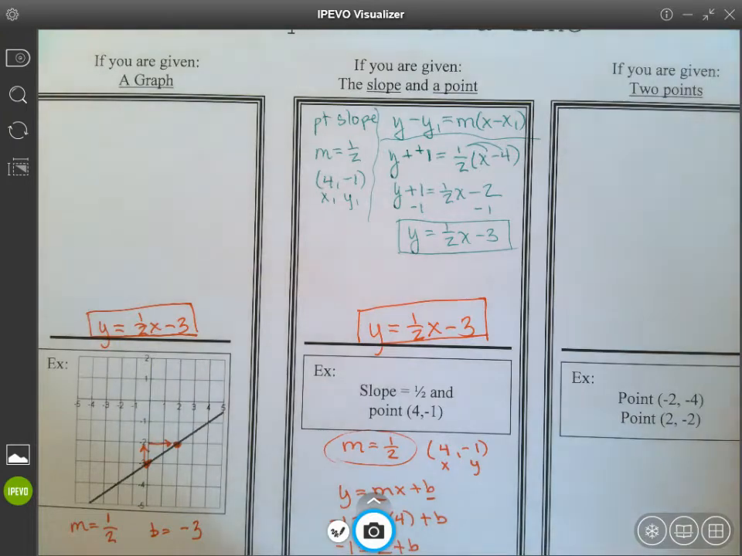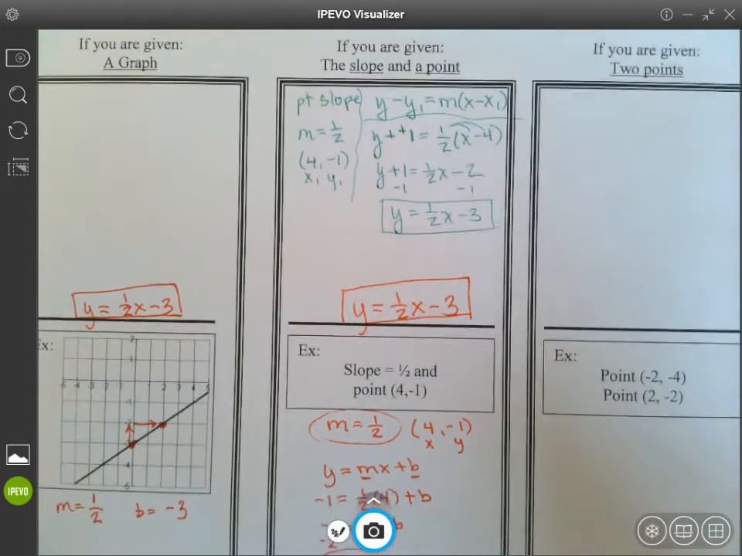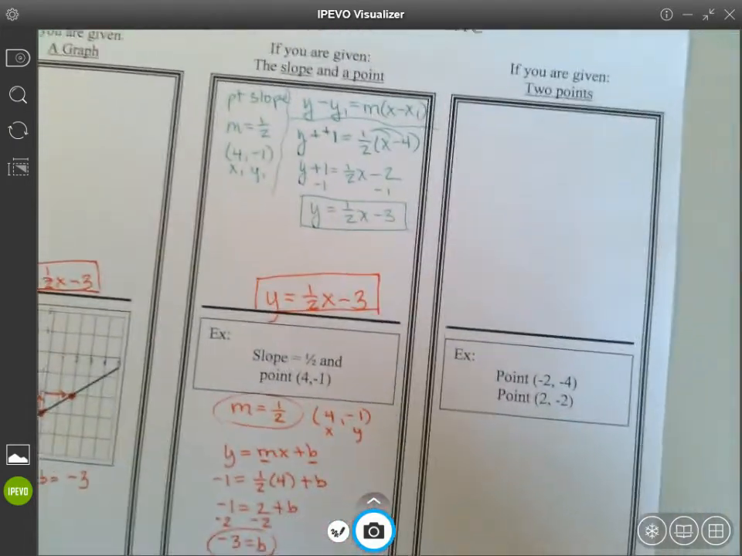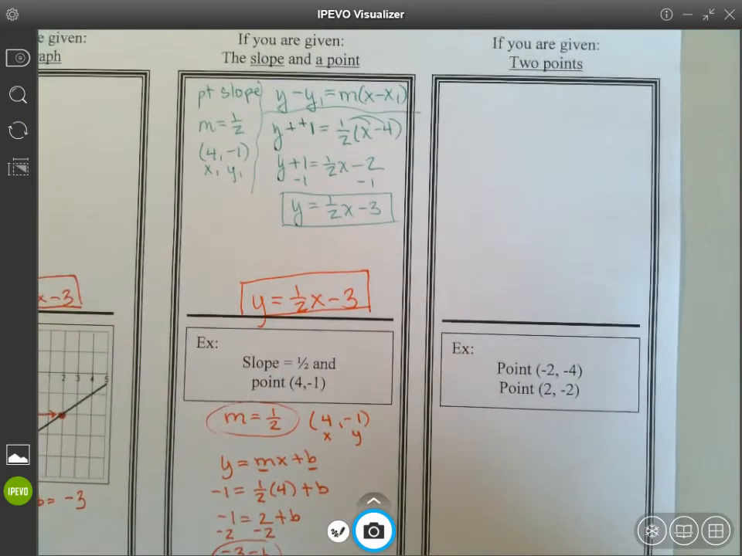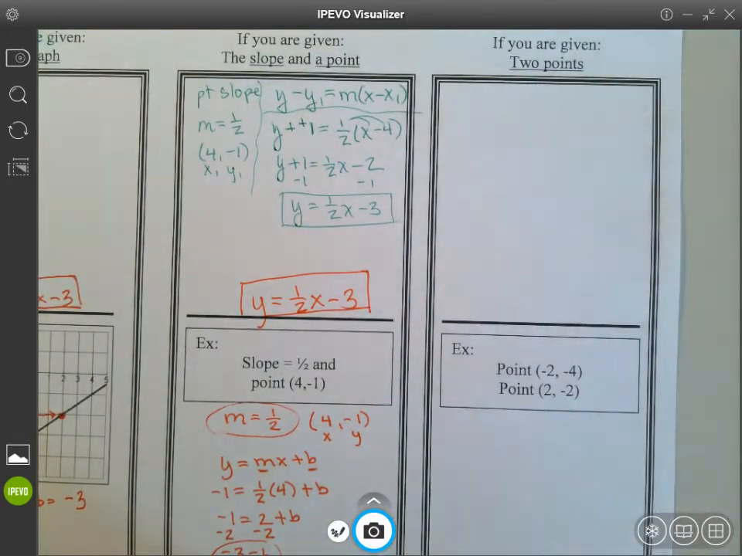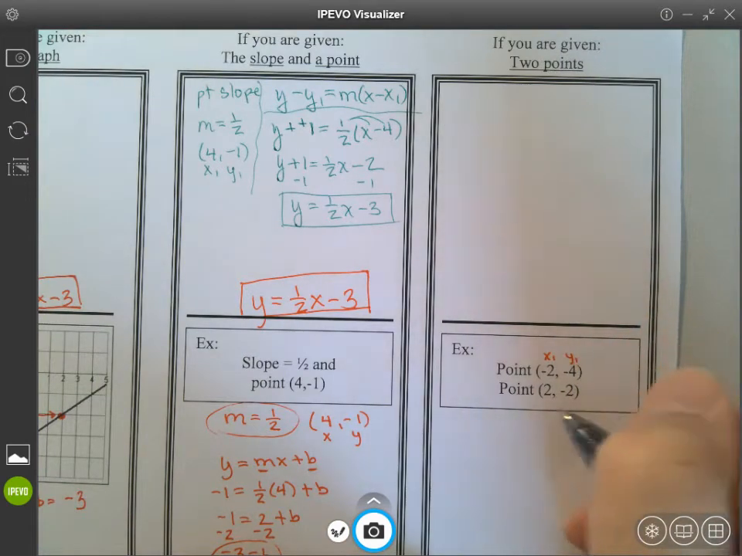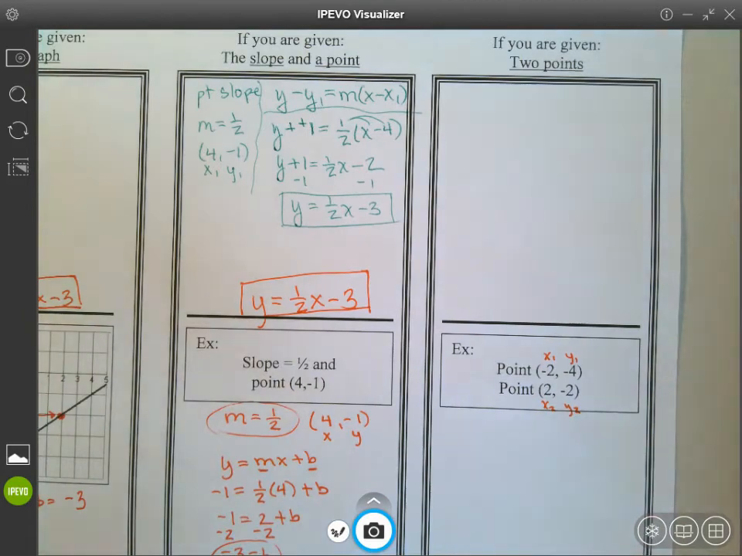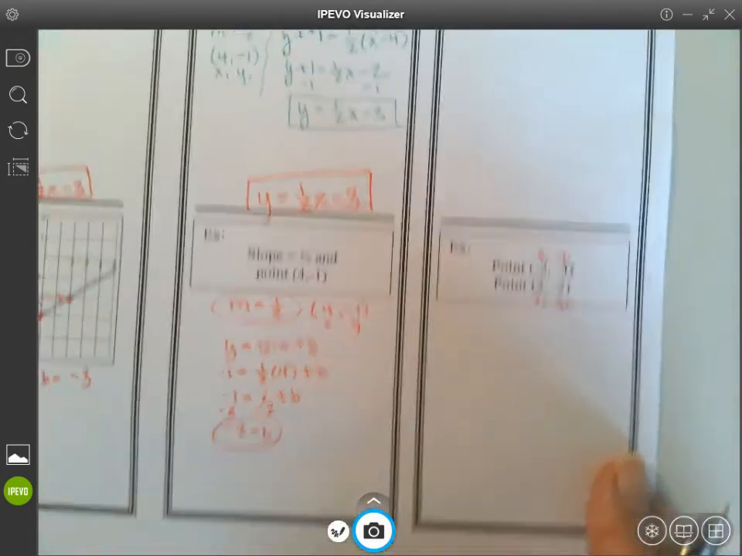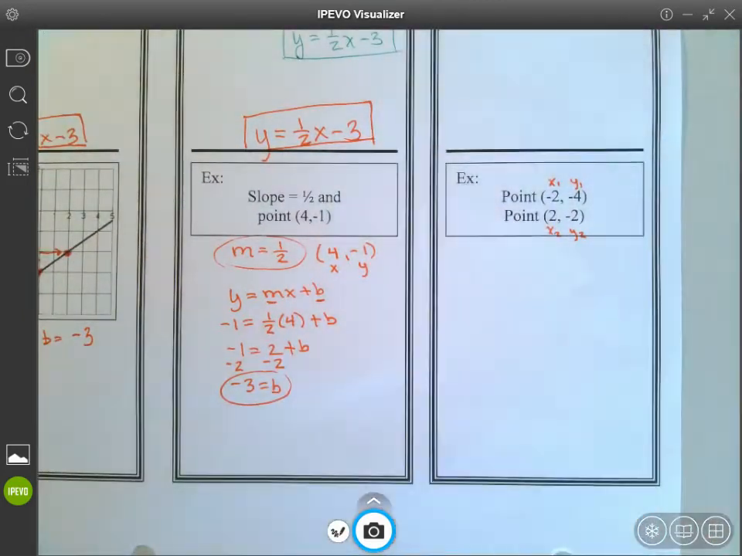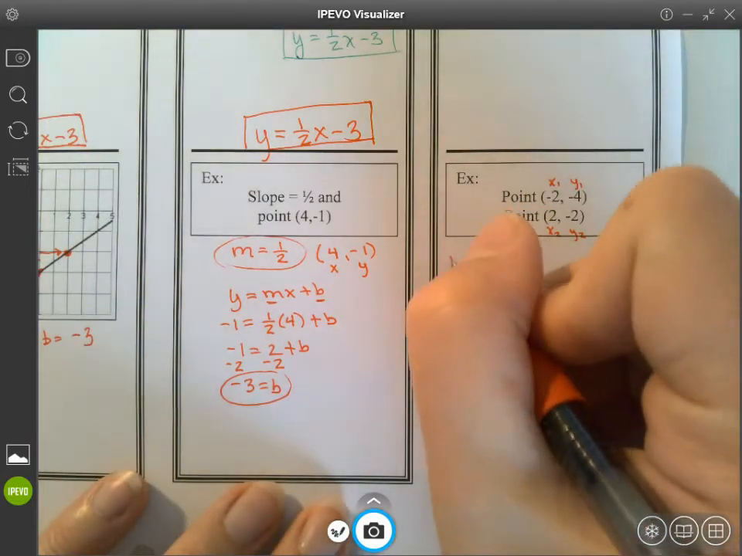Okay, this is the last step. When you're given only 2 points, you have to do a little more work. So if I'm only given 2 points, this is your x1, y1, and this is your x2, y2. It doesn't matter which method I use. Both methods require me to find the slope. So do you remember your slope formula?